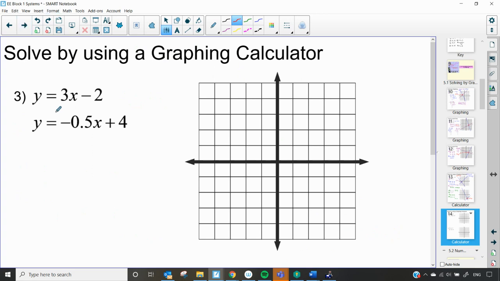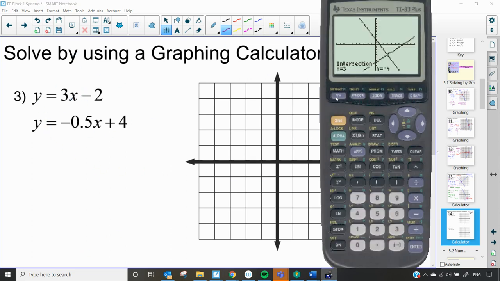Sometimes we can't graph them as easily if we're dealing with decimals, and anytime we have these decimal type questions, we're likely going to be using a calculator. So if you're asked to graph using technology, that means use your graphing calculator. And that means they're not going to be nice numbers that you can graph easily. So this one here is already written in y equals mx plus b. We're going to graph the equation.